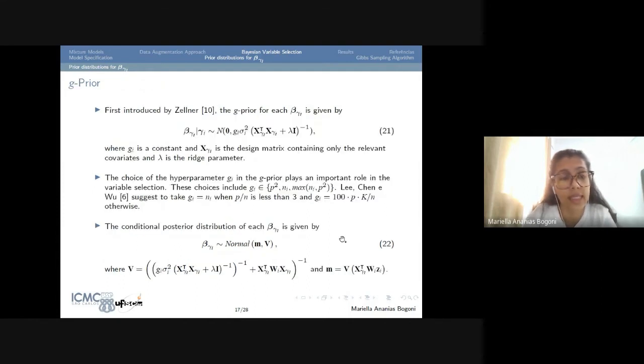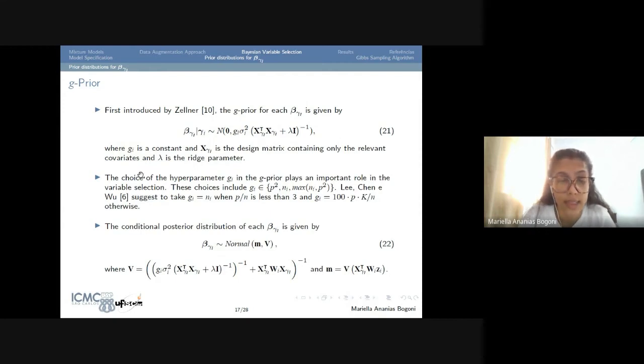Okay, and the second prior distribution considered is the G prior. The G prior for each vector beta gamma I is defined as equation 21, where this parameter Gi is a constant that plays an important role in the variable selection. And this parameter lambda is the ridge parameter that helps us to guarantee that this matrix here will be invertible in the case where the number of observations is smaller than the number of covariates.